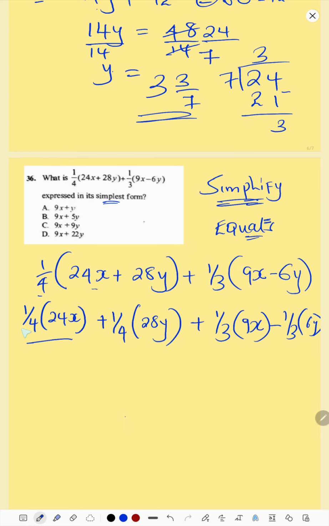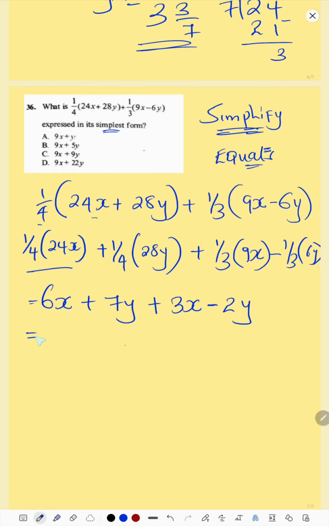Okay, so then we can work out this. 24 divided by 4 is 6, so we have 6x, plus 28 divided by 4 will be 7y, plus 9x times a third will be 3x, minus. Be very careful with the signs. The next one is a minus. Then 6y times a third will be 2y.